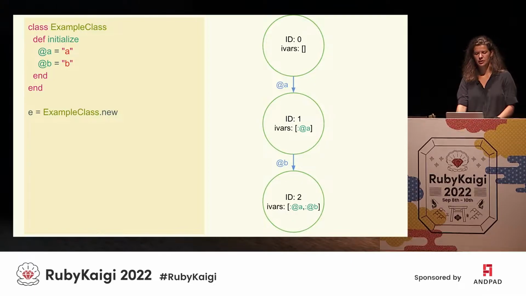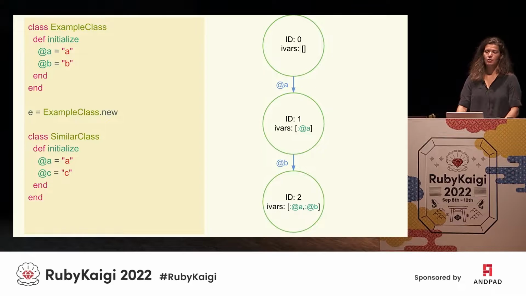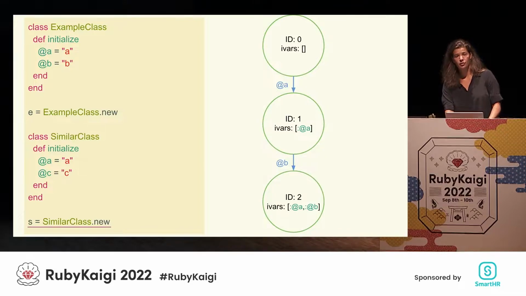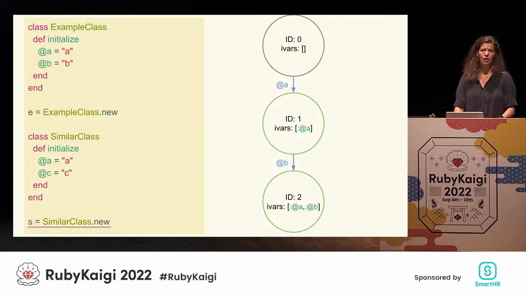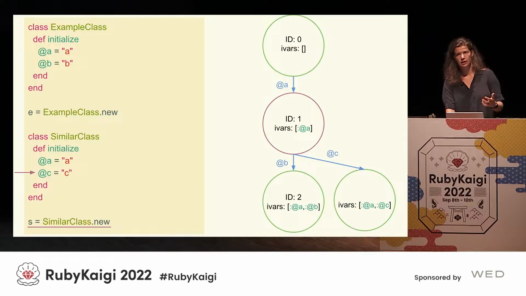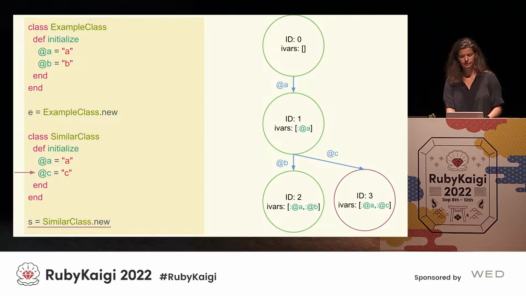OK, so back to our initial example. If we now had another similar class, and we had two instance variables in here, a and c, let's take a look at what the transitions will look like, because they'll be similar to the example class, but not exactly the same. So for this instance S, it'll start, like all objects, at the root shape. When we first set A, it'll make that same transition. And then there's no existing transition for C. So it'll create a new transition to a new shape whose ivars are going to be A and C with a new ID, and it will transition.